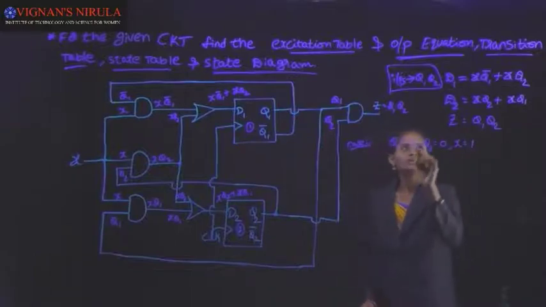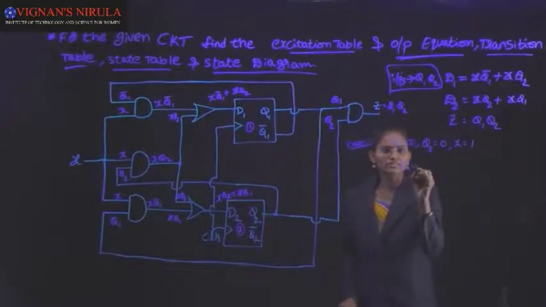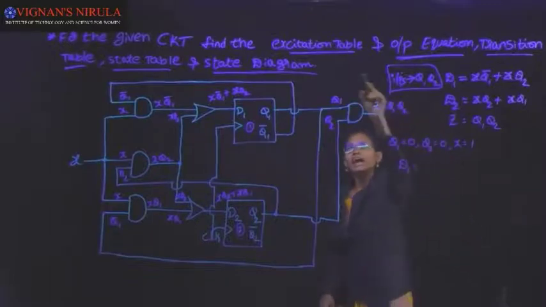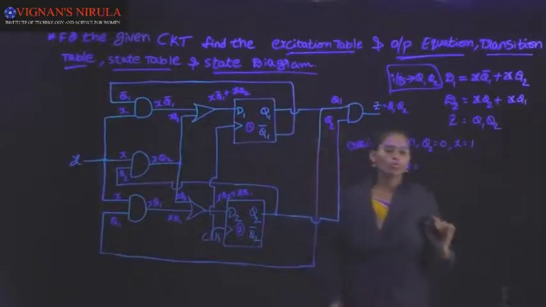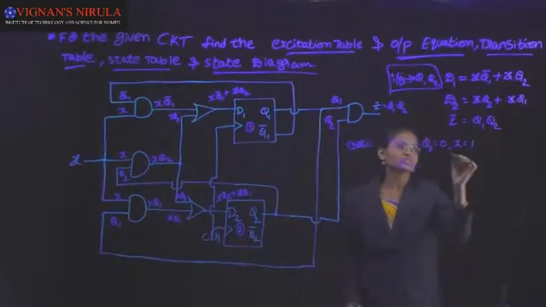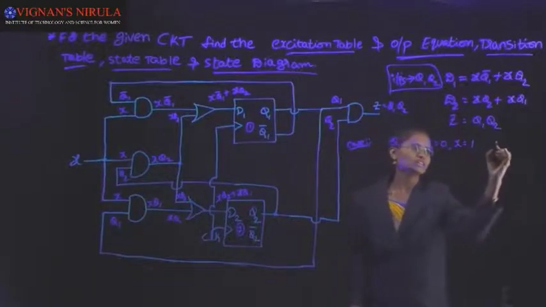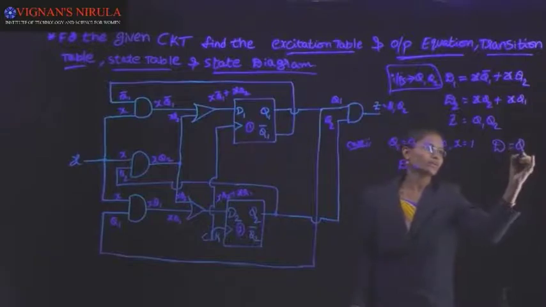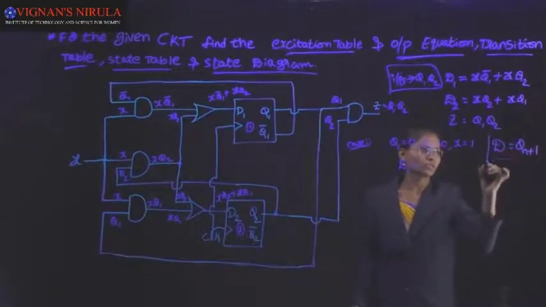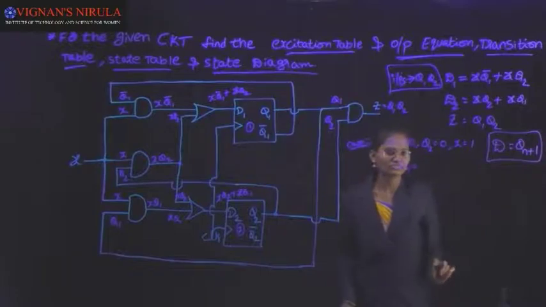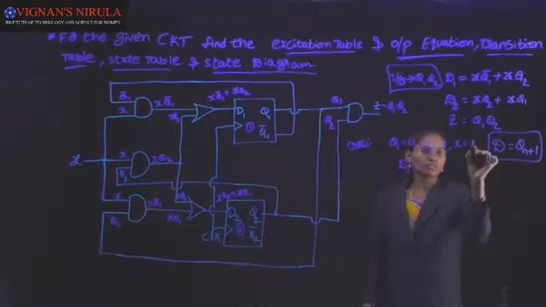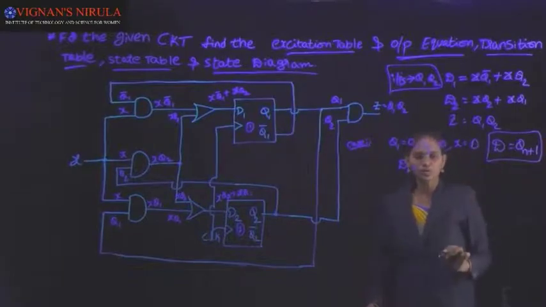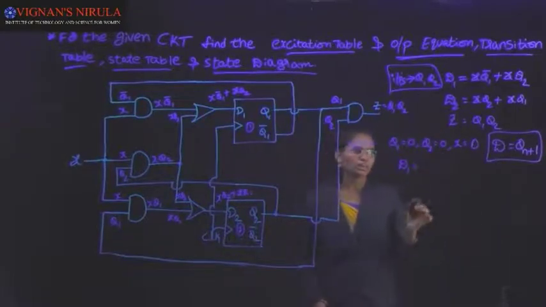Here first find out D1. Here we are using the excitation table also. In this logic diagram we are using the D flip flop. So what is the D characteristic equation? The characteristic equation is D equal to Qn plus 1. This is the characteristic equation for the D flip flop. Here X equal to 0. First check X equal to 0. What does the transition table show?